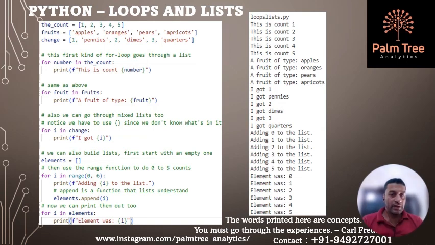Again, if you try to print the same thing through iteration with a for loop, for i in elements, everything is printed. The elements were 0 1 2 3 4 5.